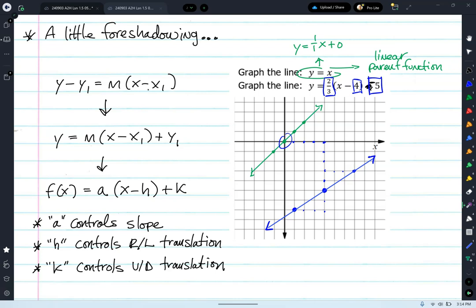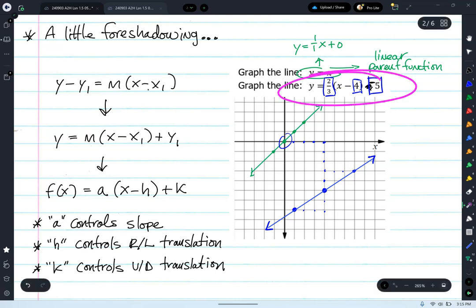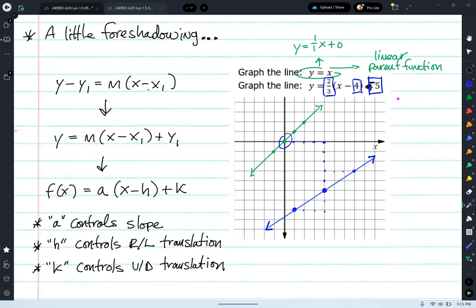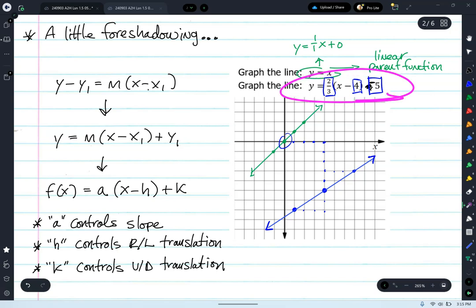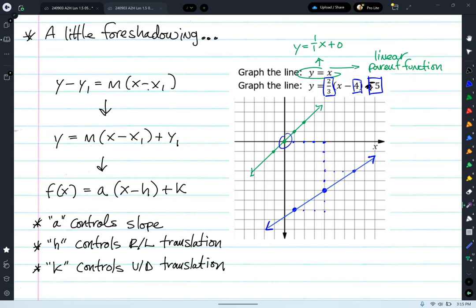Okay? And we're going to do this with all different kinds of functions. We're going to take our parent functions, we're going to know what those are, and then we're going to translate them. And so what I'm going to ask you to be able to do is be given an equation like this, describe to me what happened to the parent function. So instead of graphing the line, now I'm going to give you this, and you're going to tell me what happened. You're going to say, well, Mr. Fargas, the parent function, which has a y-intercept of (0, 0) and a slope of 1, was shifted to the right 4 and down 5, and the slope was changed to 2 over 3.